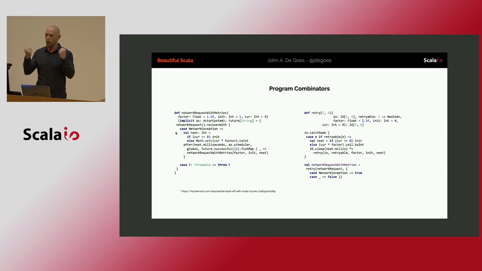The ability to treat your programs as values and build combinators that combine them lets you extract out duplication across the sort of macroscopic structure of your program. And means functional programming can allow you to say a lot more with a lot less duplication.